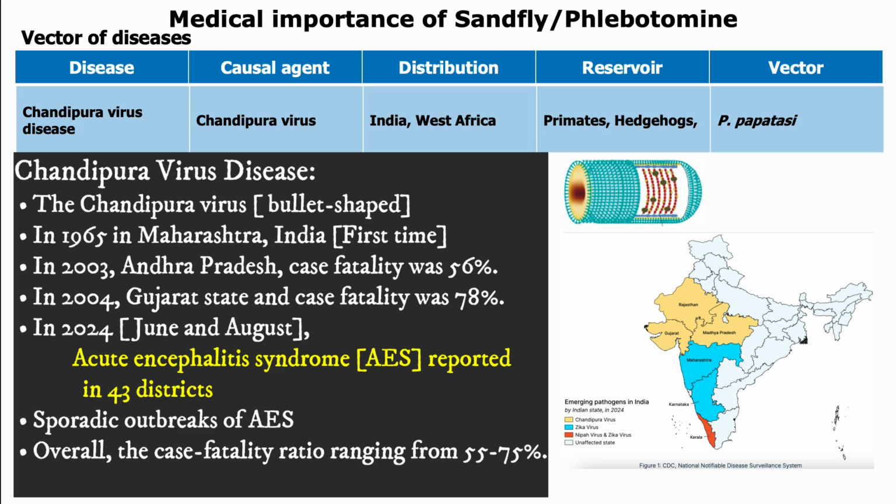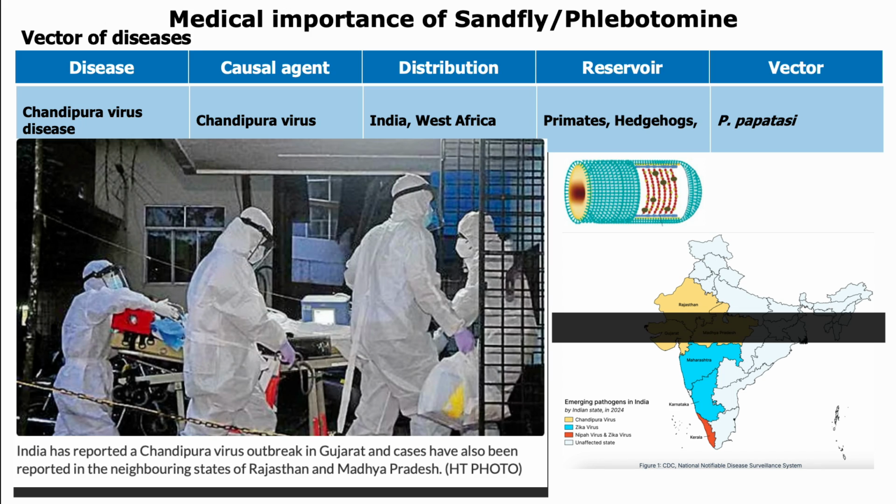It is thought an occasional pathogen of human, but in 2003 an outbreak occurred in Andhra Pradesh state of India and case fatality was 56%. In 2004, outbreak occurred in Gujarat state and case fatality was 78%. According to the World Health Organization, the recent outbreak occurred between June and August 2024, which is considered the largest outbreak in the past 20 years.